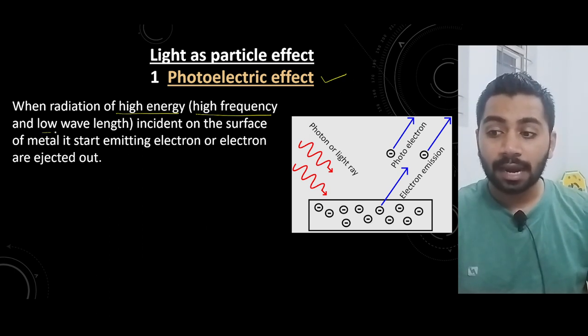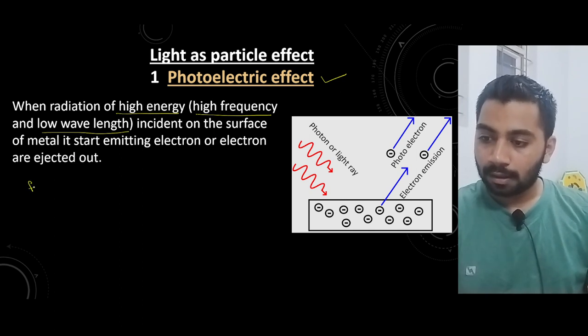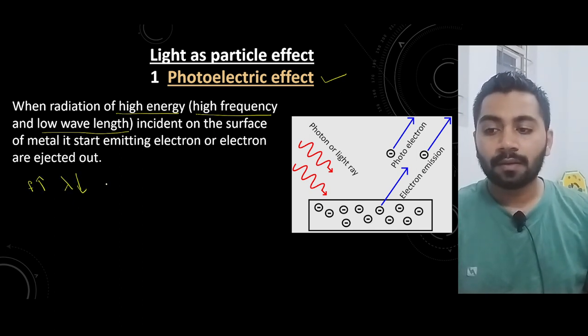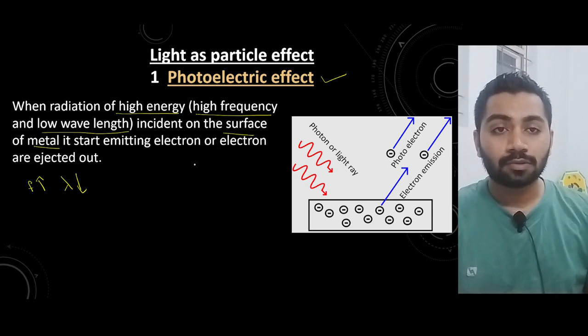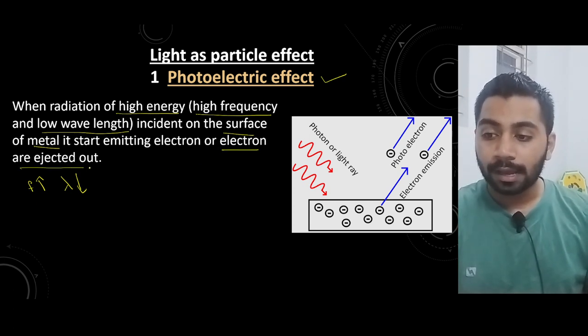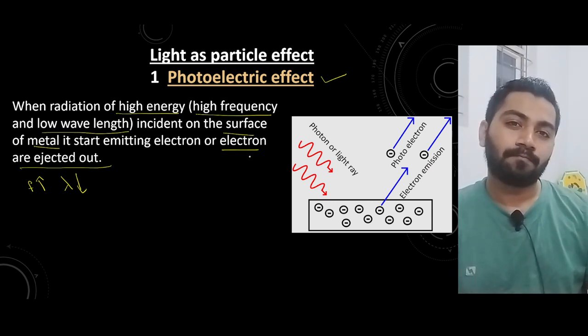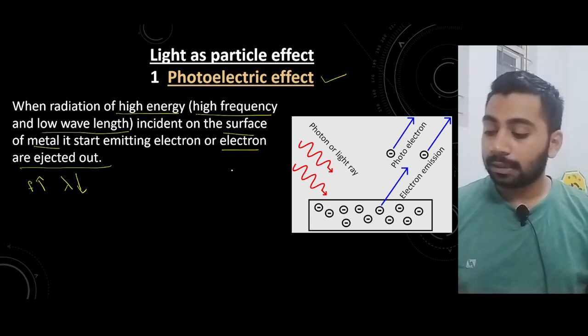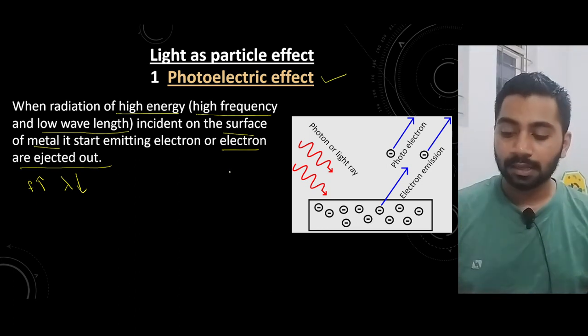high energy means high frequency and low wavelength, is incident on the surface of a metal, it starts emitting electrons, or electrons are ejected outside. Simple thing. They are telling a very simple thing. I will explain the science behind this.